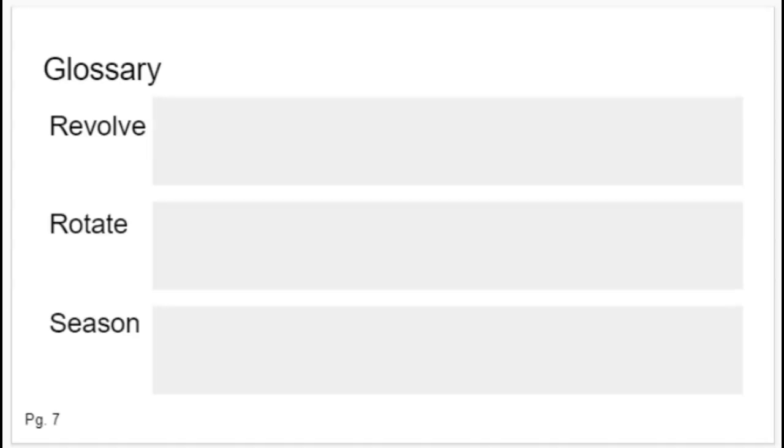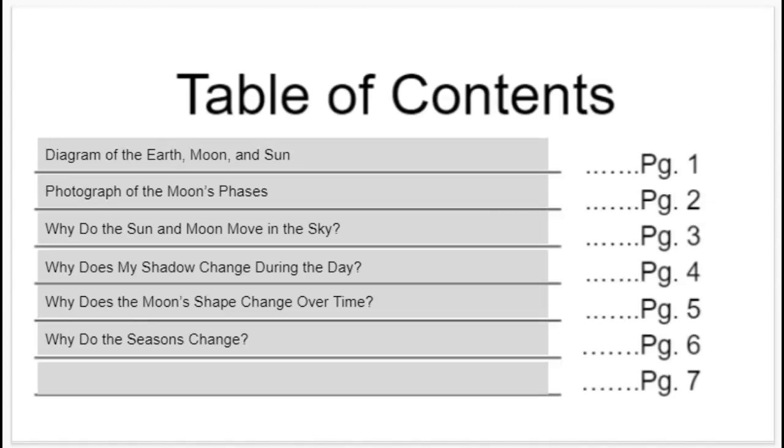You need all of those definitions in your words for the glossary. They do not have to be complete sentences. Just make sure they're clear. Now, when you finish that part, don't forget to go back up to your table of contents, and we are going to write the glossary here for page 7.